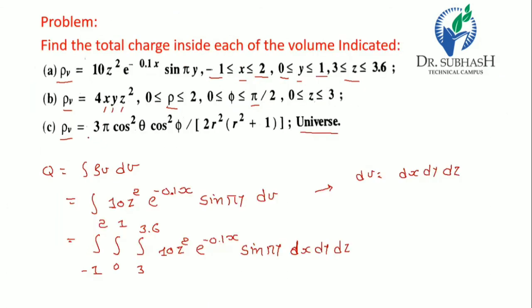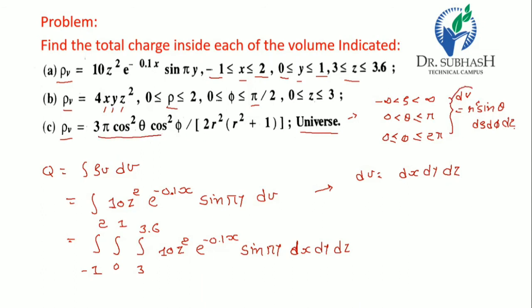Okay, in the third case, we have given rho v as 3 pi cos square theta cos phi divided by 2 (r square plus 1), and the limit is the whole universe. The limit for the universe in the spherical coordinate system is, for r, 0 to infinity, for theta, 0 to pi, and for phi, 0 to 2 pi. And the value of dv is r square sine theta dr d theta d phi. So if we put the value of rho v and the value of dv, we can easily find the total charge, like in cases A and B, which is left for self study. Okay, thank you.